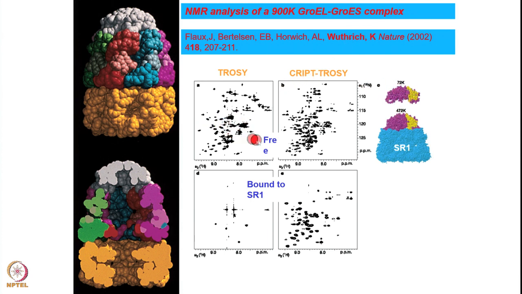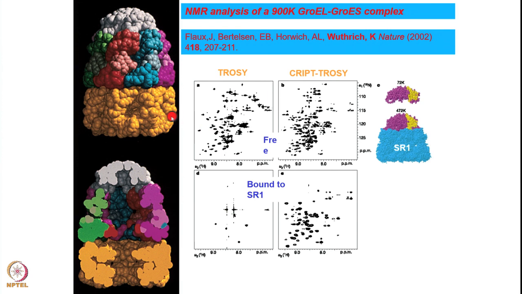So in the free, this is the spectra of the free assembly without these ones there, and then of course you can see reasonably good signal here. Now the moment this one is bound to SR1, all these are present together, then you will see the signals have completely disappeared, vanished in the TROSY. In the TROSY, these ones have vanished.